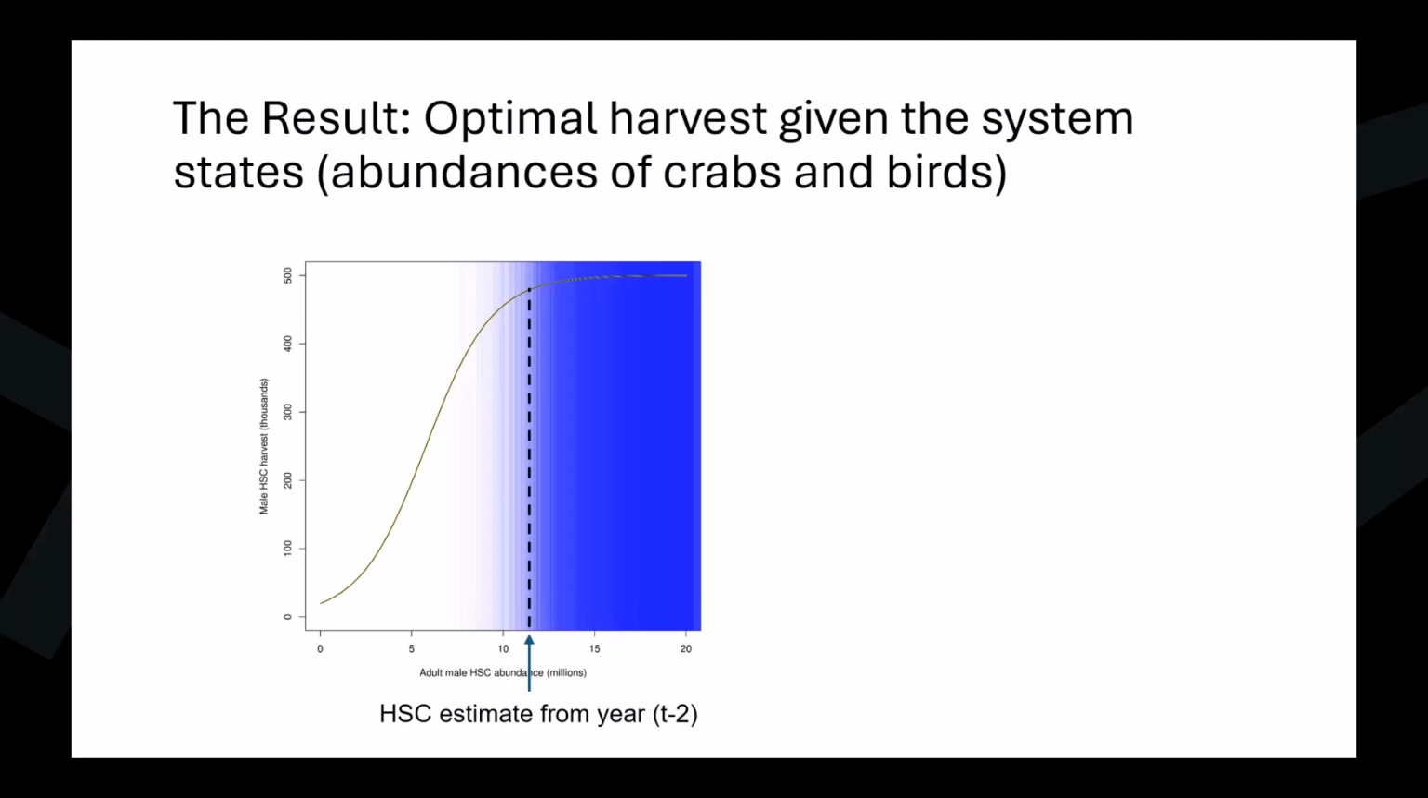Okay, so how do we use this curve in a given year? Well, we go and find where we are on the x-axis. So in this case, maybe we have about 12 million male horseshoe crabs. We look up on the curve and go over to where that lies on the y-axis, and that's our harvest recommendation for that year.